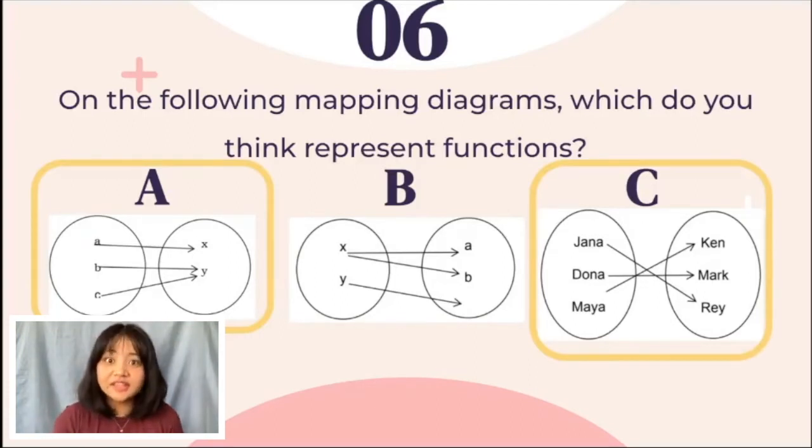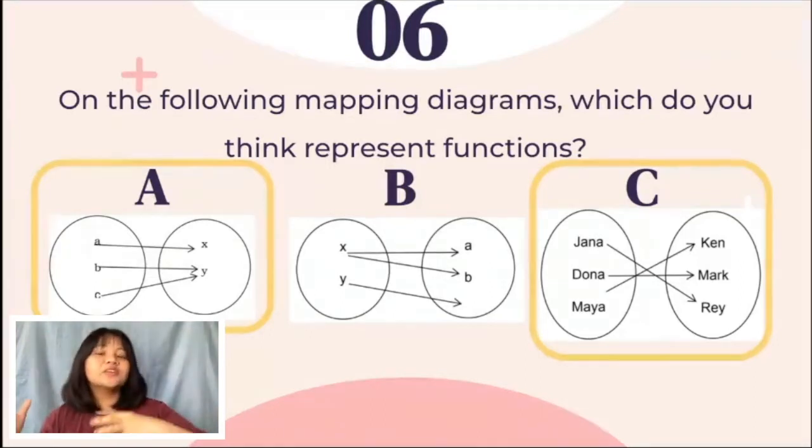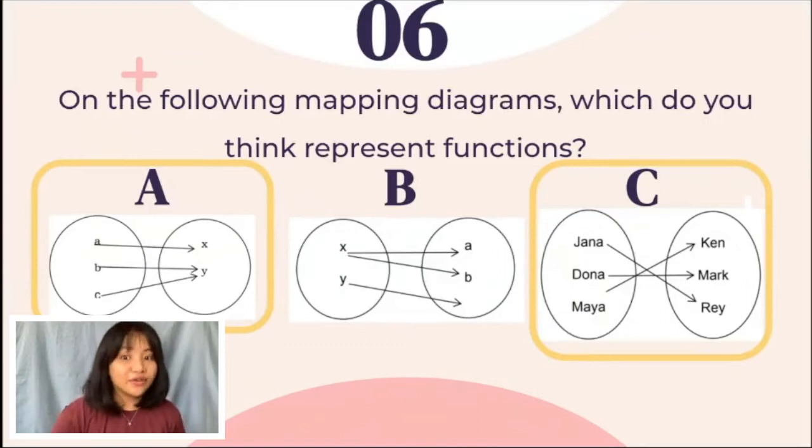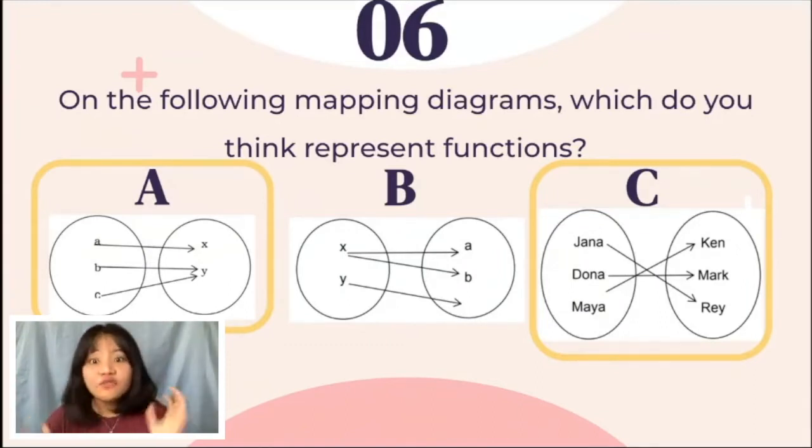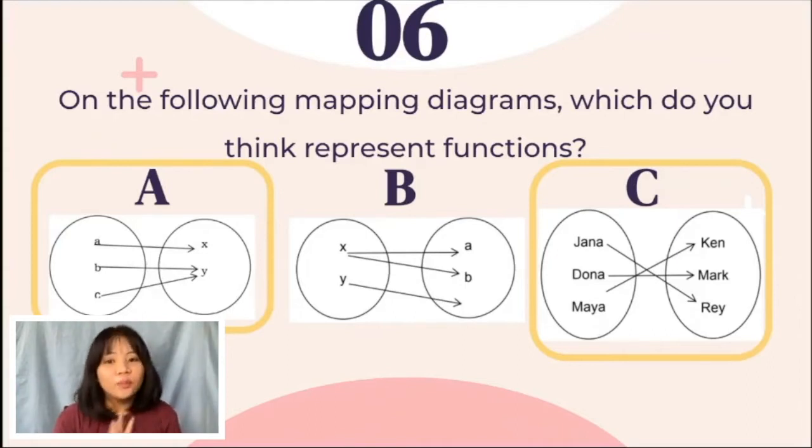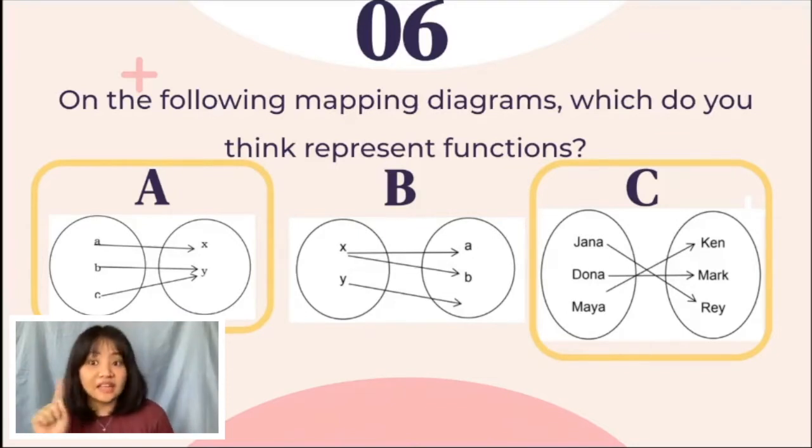The relations A and C are functions because each element in the domain corresponds to a unique element in our range. However, B is a mere relation lang, hindi siya function because there is a domain which corresponds to more than one range. So, meron ka sa letter A na example na meron kang dalawang domain, it corresponds to isang range, which is letter B and C. B and C both corresponds to letter Y.